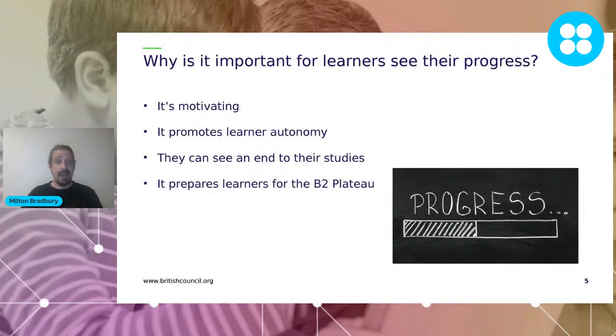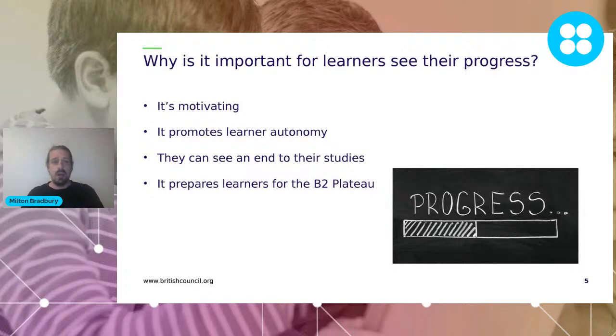It helps them see how far I've got left. And it also prepares learners for the B2 plateau, excuse me. What is this? B2 is around a kind of high intermediate level. As many teachers will know, students often get to a B2 level and then it's very difficult for them to improve. Why is it difficult for them to improve?